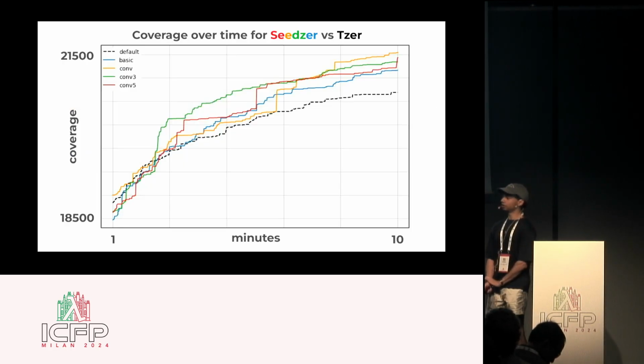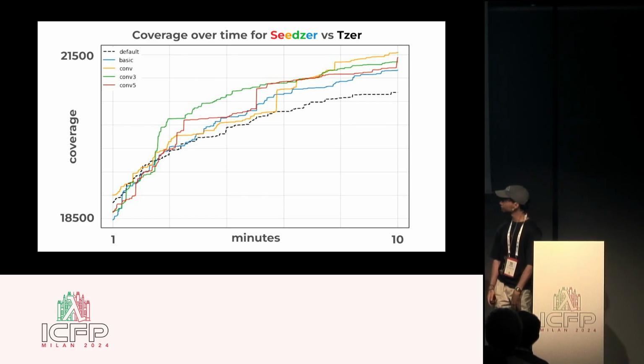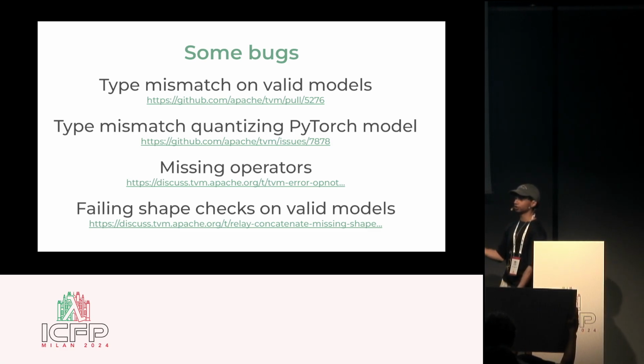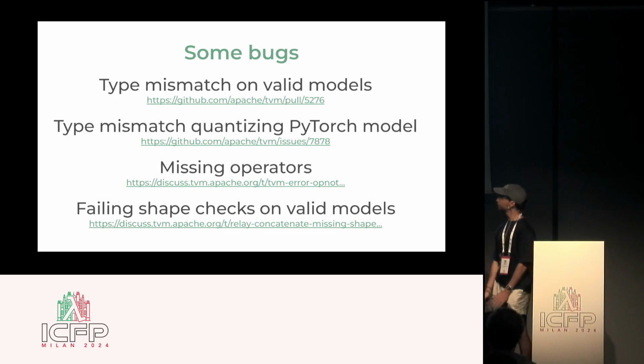We'll see the performance for Seedser, which are the 4 colored bars here. I've just selected 4 arbitrary heuristics that have to do with convolutional neural networks. They actually outperform the default seeding for Tzer, which is shown in the black dotted line. But more than coverage, what's important is that we're finding bugs. Some bugs that we found here have to do with type mismatches, things that have to do with loading in PyTorch models, things like that. And we'll see that a lot of these bugs that we've discovered have already been reported and are on GitHub in open issues or on the TVM page.